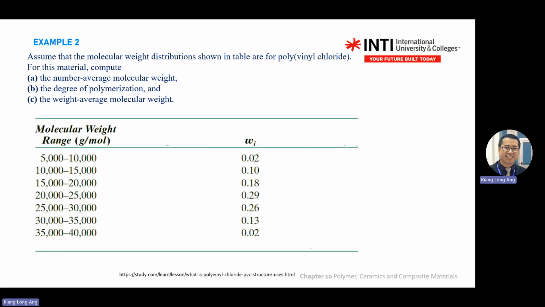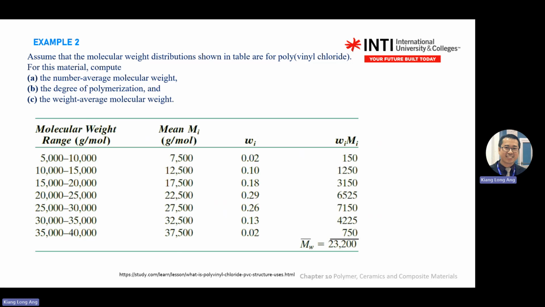The next one, weight average molecular weight, is the same. You take the mean, multiply by the weight. Okay, you get one number. Again, check whether this one is 100%. If 1, then divided by 1. If this one is 95, this one is divided by 95.